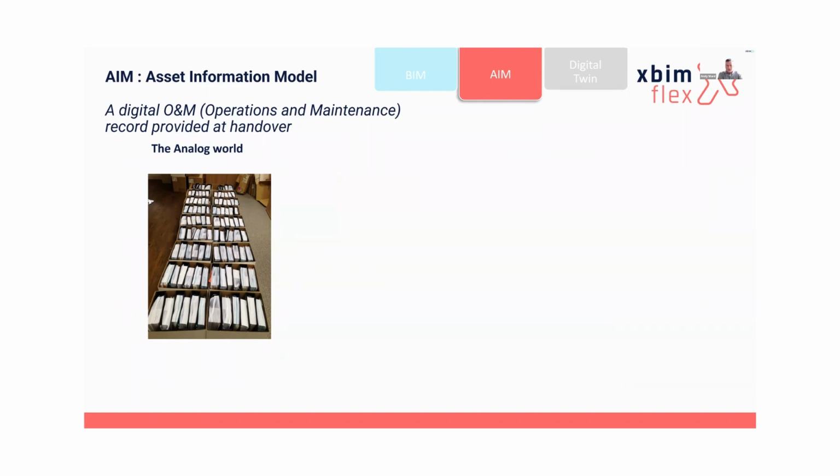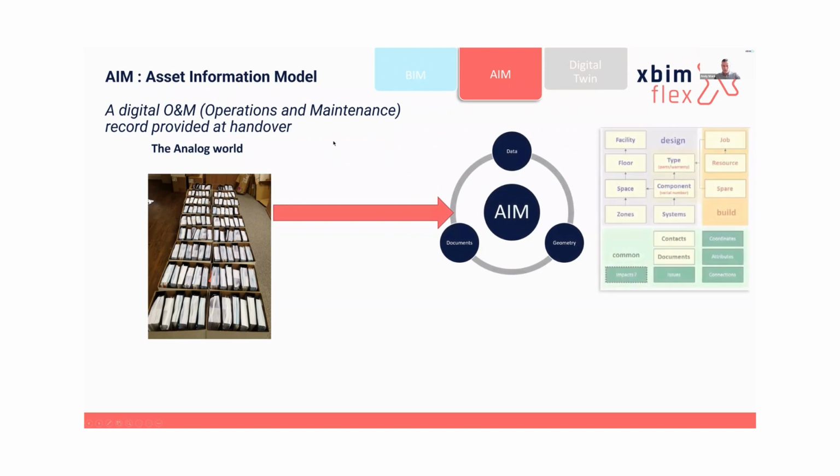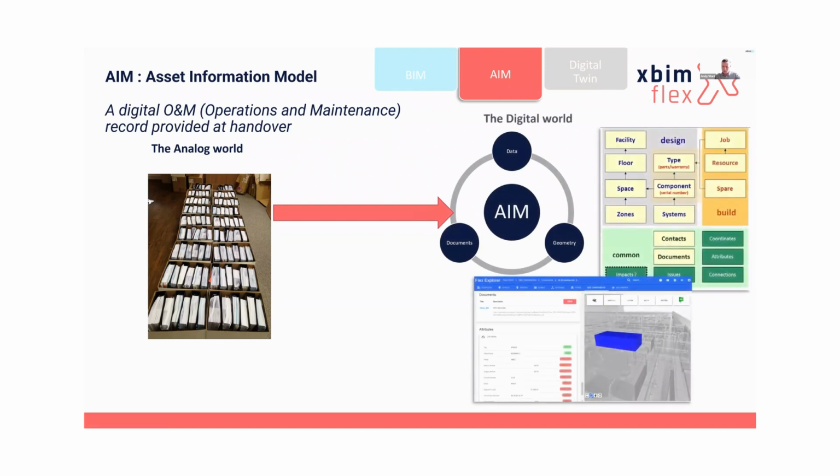Clients will get an asset information or an operation and maintenance handover record at completion. It's still often paper-based or PDF or on a USB stick. This is a particularly neat one. In reality, it's a fairly unstructured set of documents, and increasingly clients are being mandated, or not mandating, but they want something more digital as a record. So this is where AIM comes in. AIM being a collection of data, geometry, and documents.